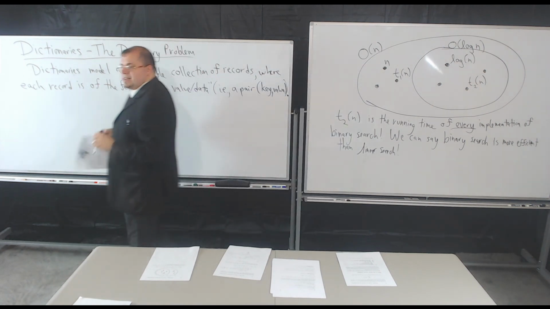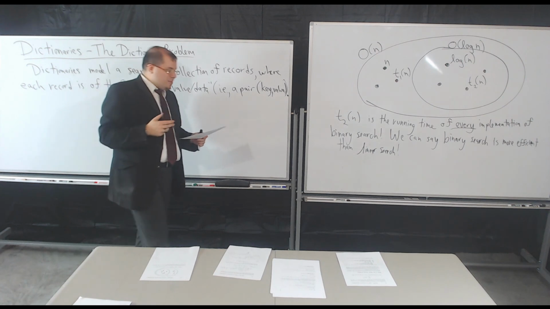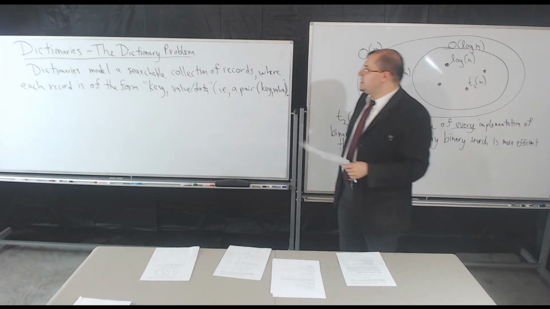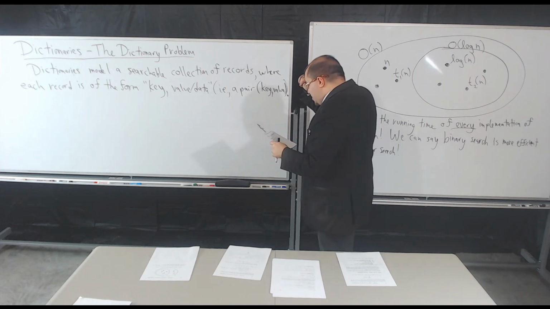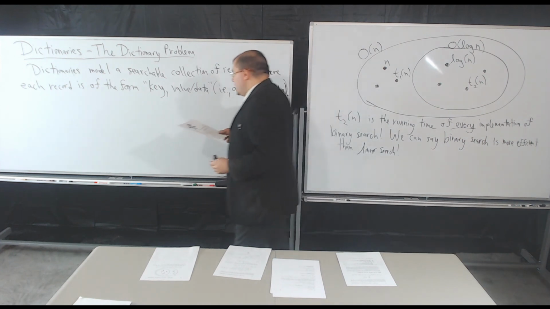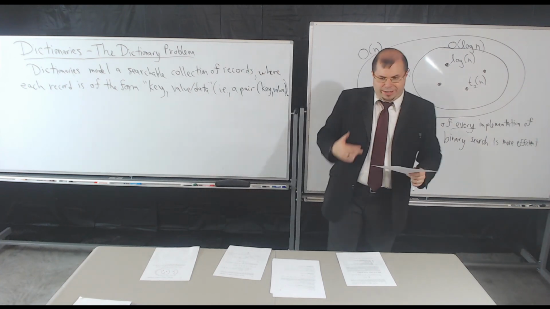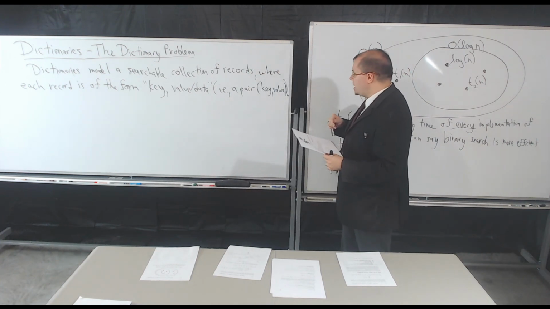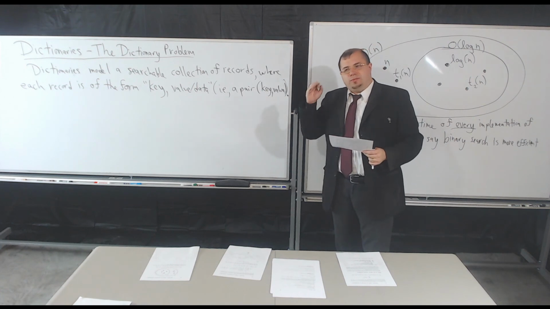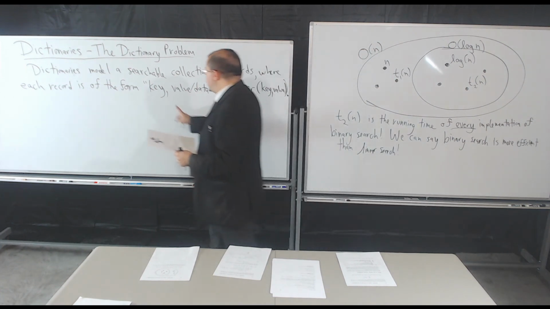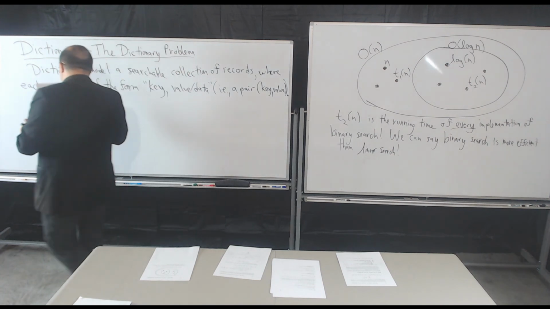So I should mention that this collection is so-called dynamic in the sense that you can add and remove records from the dictionary. As the name suggests, you gotta imagine this like a dictionary or a phone book or a database of a bunch of records where each record has a key. This key is unique, meaning there's no duplicates.